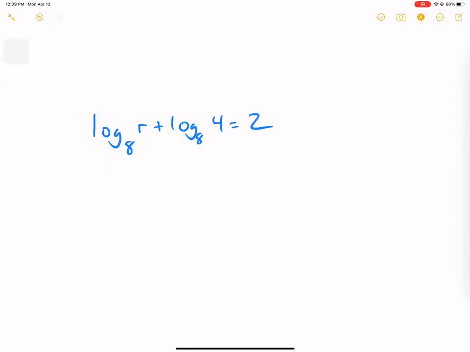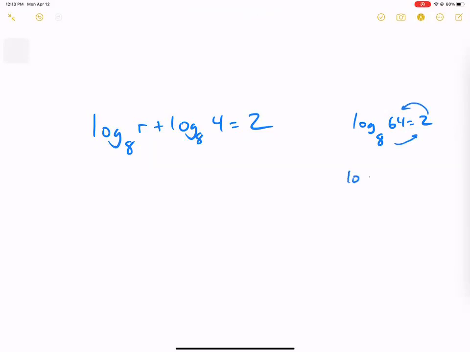Okay, so this problem is not a simple one-log problem. Now let's say we had a one-log problem. If I say log base 8 of 64 is equal to 2, right? Because we know 8 squared is equal to 64. Okay, that's our basic idea.